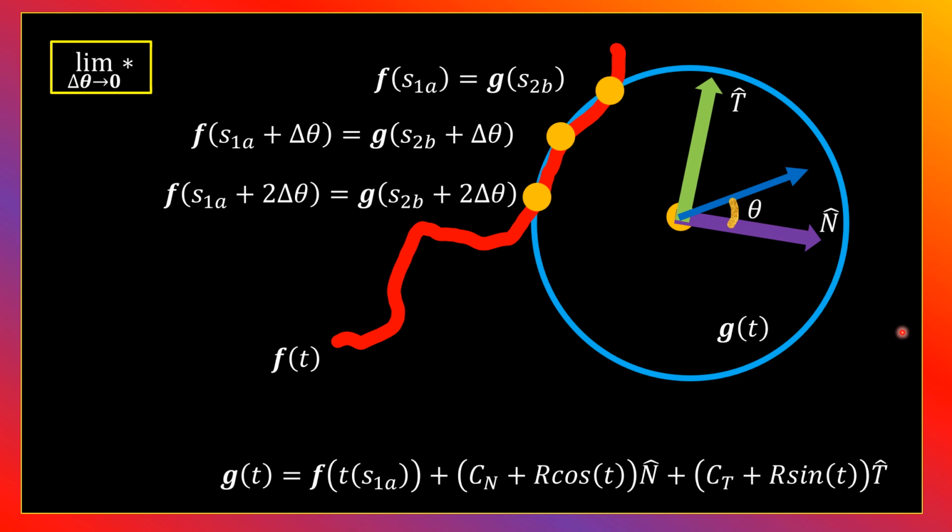So we want those 3 points to be on our circle, and therefore f of s1a is equal to g of s2b, f of s1a plus delta theta is equal to g of s2b plus delta theta, and f of s1a plus 2 delta theta is equal to g of s2b plus 2 delta theta, where s2b is the location in the domain such that f of s1a is equal to g of s2b. So that's the setup there. I know it took a while to explain, but that's what I have.